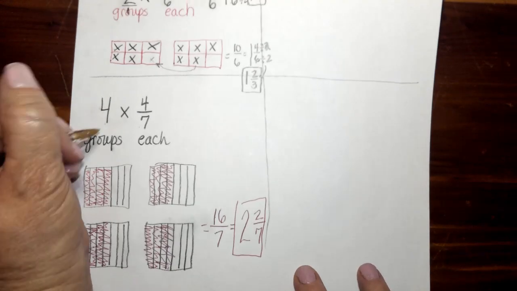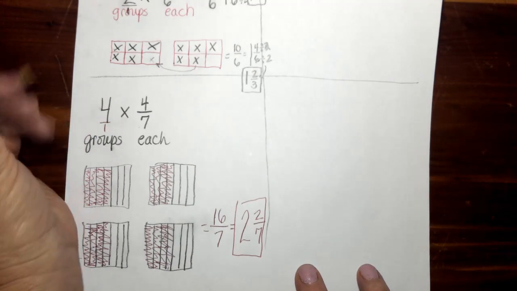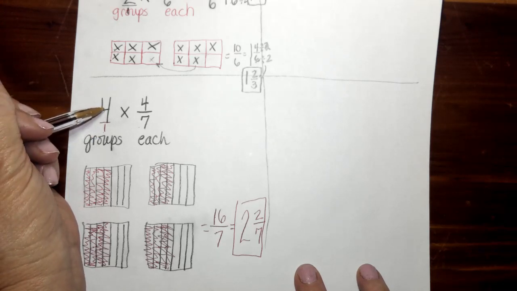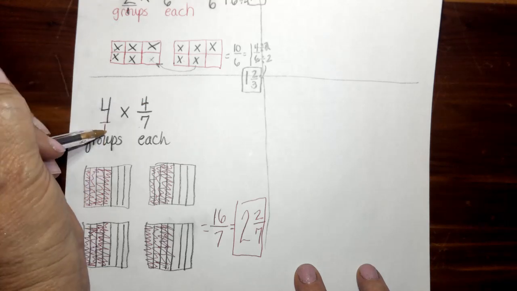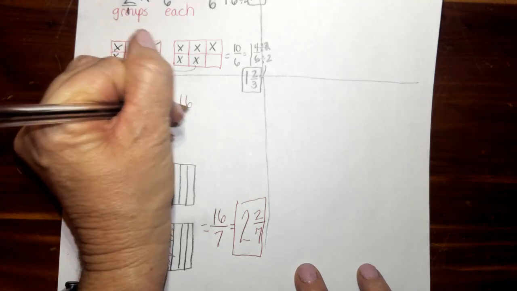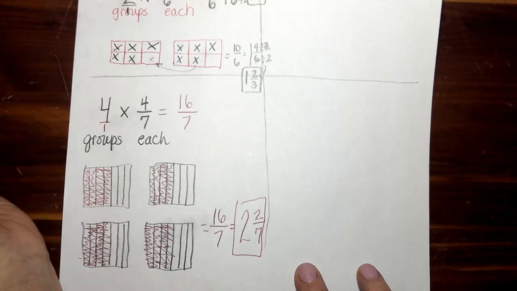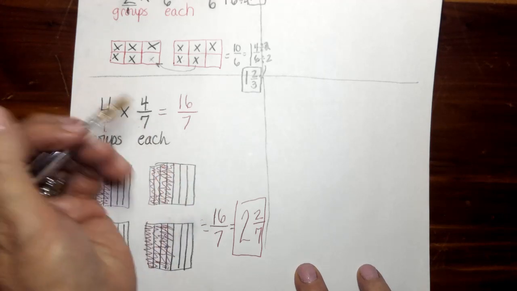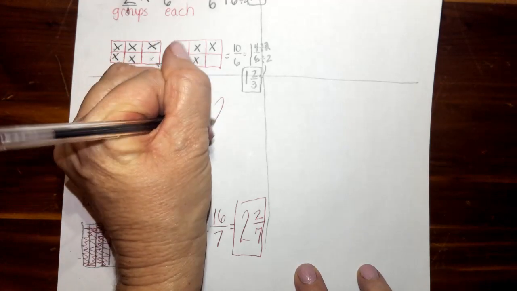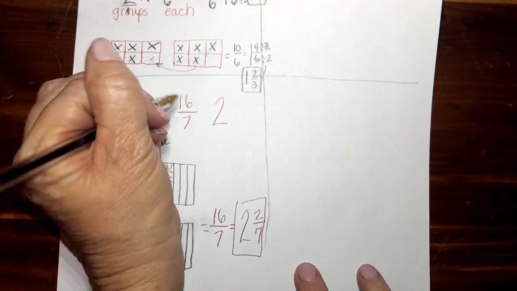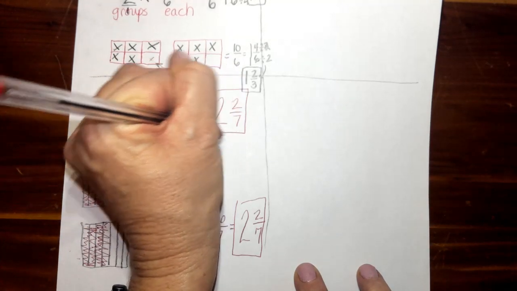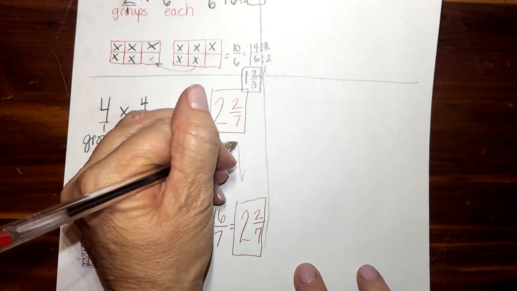Now if I go back over here and I do the algorithm, I should get the same thing. So I'm going to put a number 1 over the number 4 so that I can multiply numerator times numerator, denominator times denominator. So that's going to give me 4 times 4, which is 16, and 1 times 7, which is 7. It's the same answer I got here. And now 16 divided by 7 is going to give me 2 wholes. That would give me 14, and 16 minus 14 is 2 left over out of 7 equal pieces. So again, my answers are matching, and they should be.